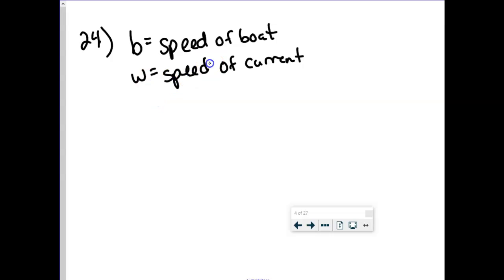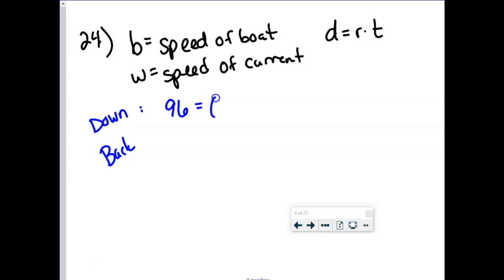Okay, so distance equals rate times time is the setup that we need to come up with for this problem. And the distance, I believe we know, isn't that 96? So downriver and back. Those are the two equations you're going to set up for me. So downriver, they're going a distance of 96 miles. But if you think about going downriver and it's the faster trip, how fast is the boat going? Because it's not just going B. It's going B plus W.